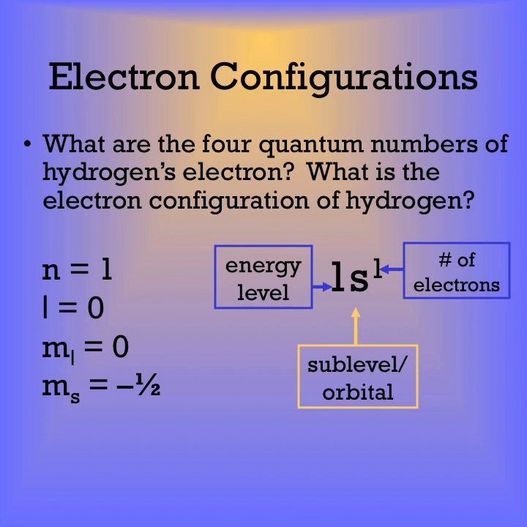Beryllium, 4 electrons total. The first 2 live in the same place as lithium's first 2 and helium's first 2, or only 2. So it's 1s2. I've got to account for 2 more electrons. They happen to live in the S orbital of the second energy level, because remember, 2 electrons can occupy an orbital. So beryllium is 1s2, 2s2.